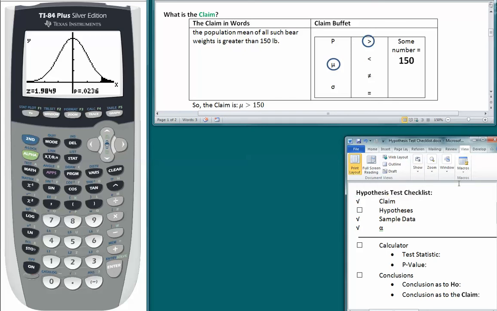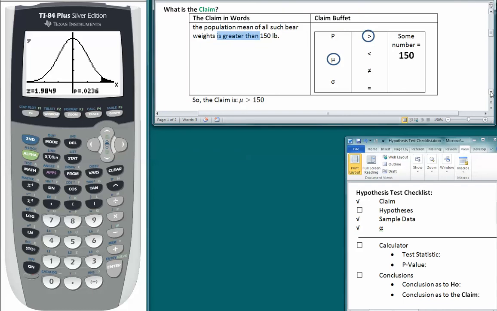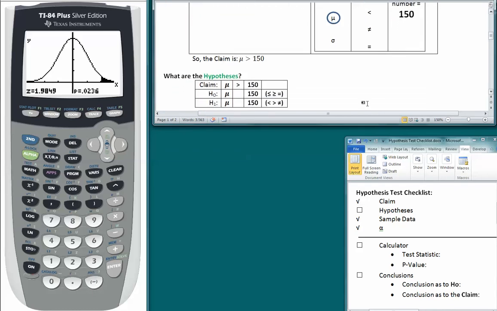And finally, we need to create our hypotheses. And we do that from the claim. What are the hypotheses? So here's the way you want to set this up. If you want to keep it straight, not get confused, this is the way to do it every time. So here's our claim. We already talked about that. The claim is that mu is greater than 150. Right under the claim, you want to write H0, and under that, you want to write H1. And then you'll notice both of the hypotheses start and end the same way as the claim. The claim starts with mu and it ends with 150. Well, guess what? H0 starts with mu and it ends with 150. H1 starts with mu and it ends with 150. But we've got to figure out what's going to go in these places here.